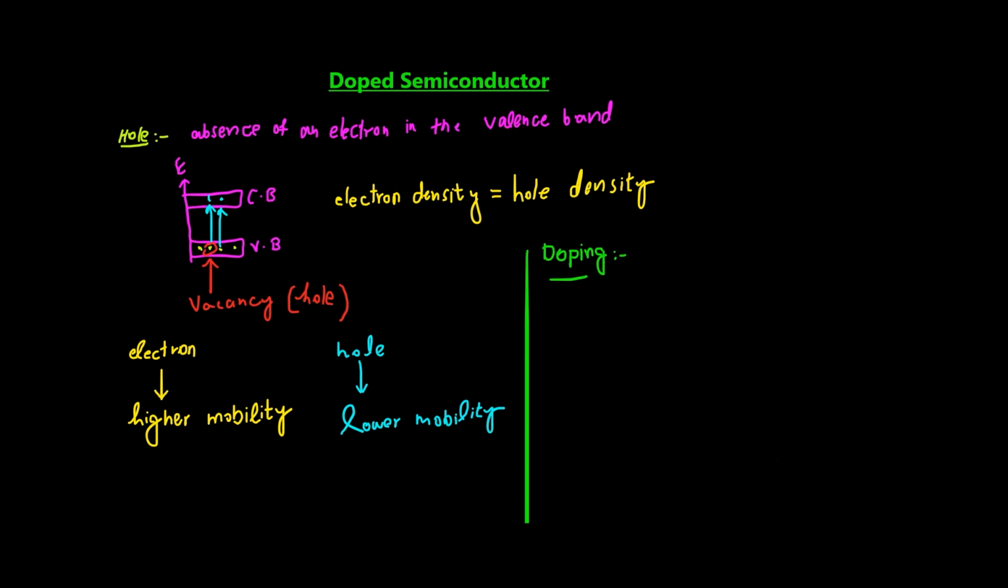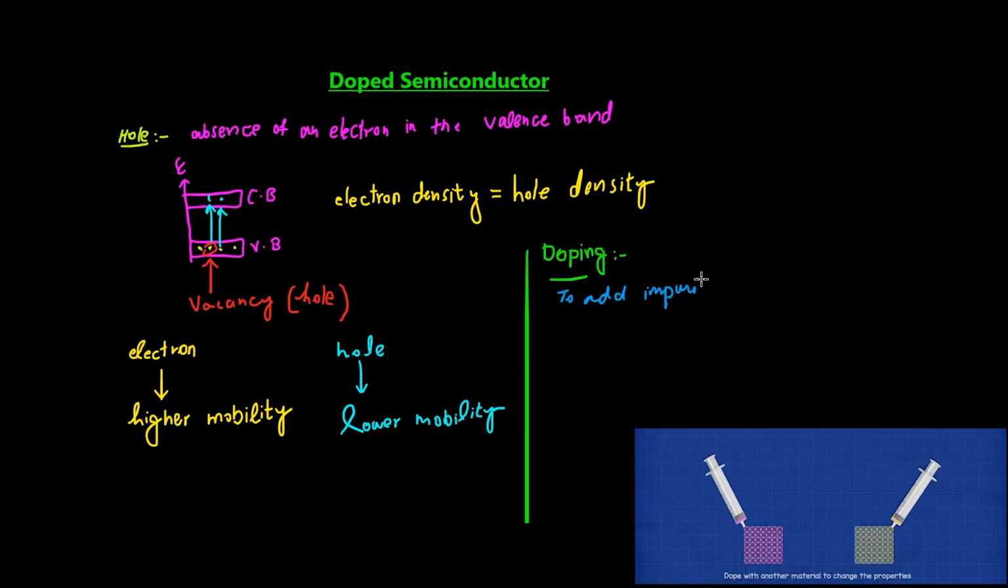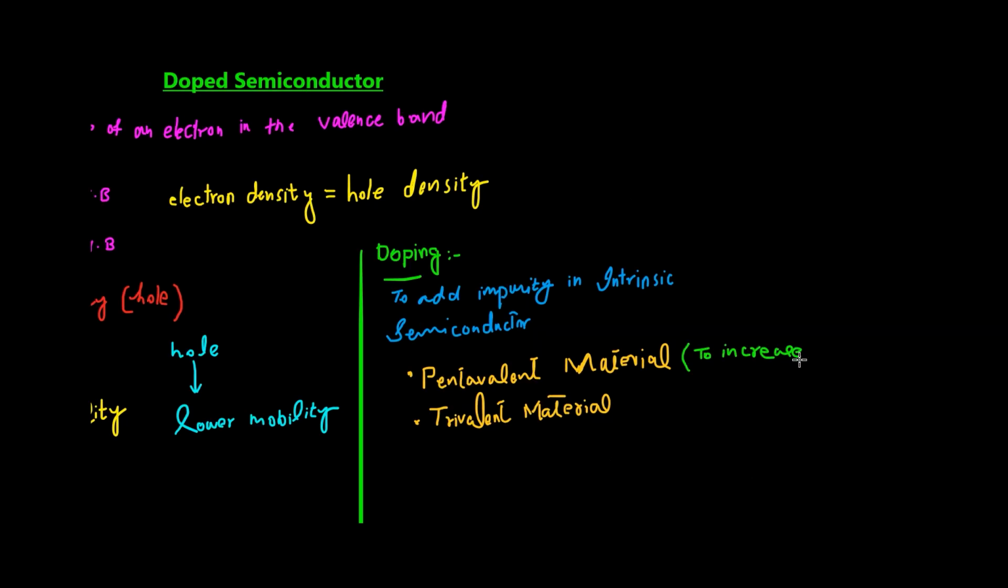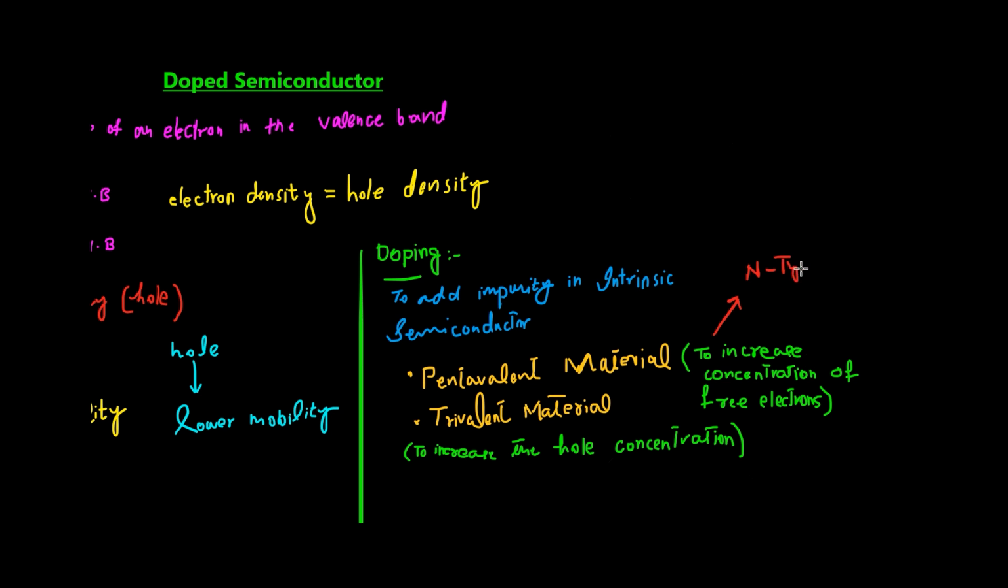Let's discuss doping. Doping means to add impurity into an intrinsic semiconductor to alter its electrical properties. We add two types of materials into intrinsic semiconductors, pentavalent and trivalent materials. Pentavalent materials have 5 valence electrons and they are added to increase the electron concentration, while trivalent doping agents have 3 valence electrons and they are added to increase hole concentration. By adding pentavalent materials into intrinsic semiconductors, we get N-type semiconductor, and with trivalent addition, we get P-type semiconductor, which are fundamental to the foundation of semiconductor technology.